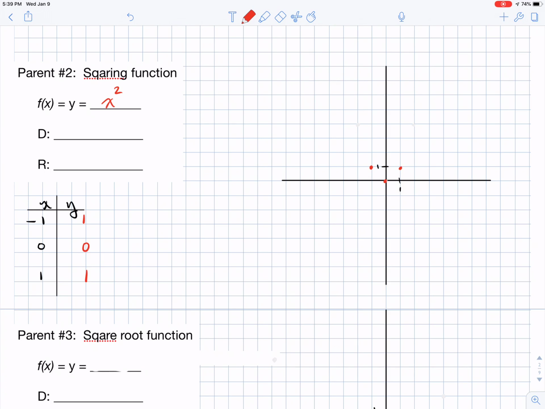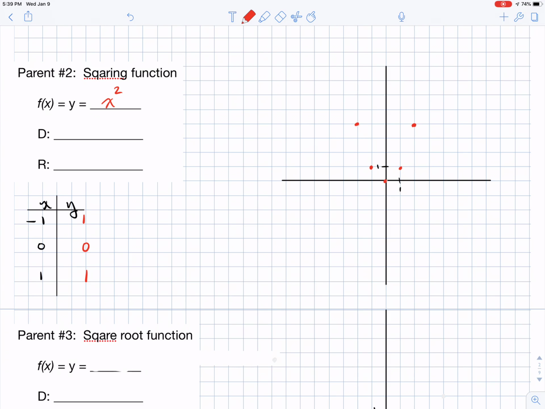But again, this isn't really enough to tell us what we need to know. So let's think. I'm not going to write these down, but let's think about some other values. If you have an x value of 2 and you square it, you get 4. If you have an x value of -2 and you square it, you get 4 again.